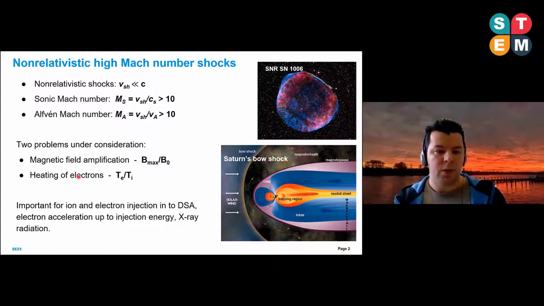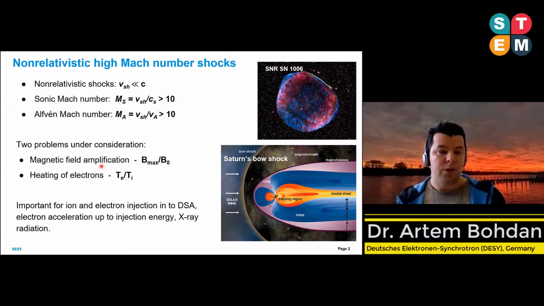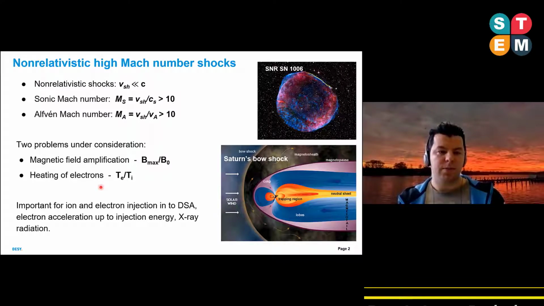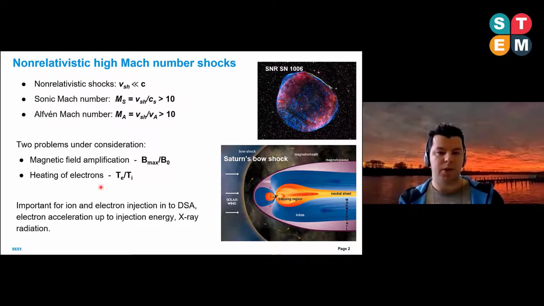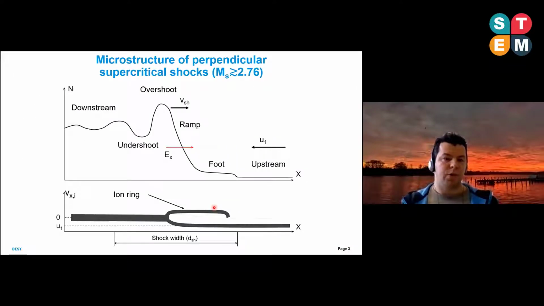Here I want to talk a little bit about magnetic field amplification in these shocks and the electron heating. And why these two things? Because these two things have been measured in situ for the Saturn bow shock by the Cassini mission. So, a few words about the physics of these shocks.